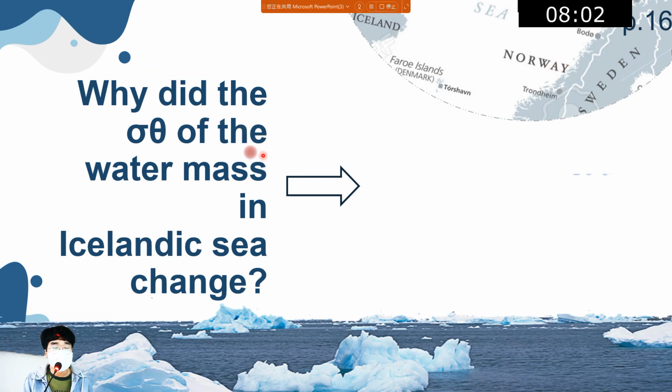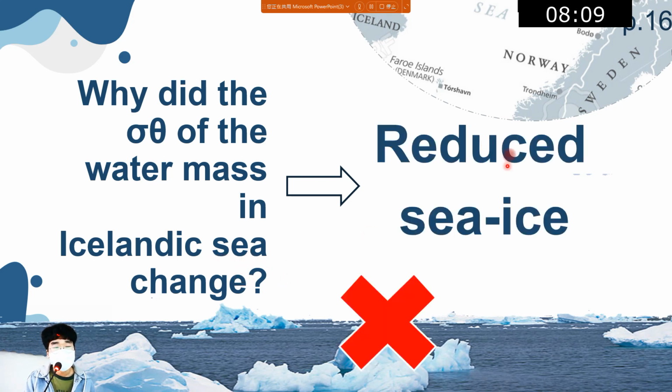So why did the potential density of the water mass in the Iceland Sea change? It was because of the reduced sea ice.